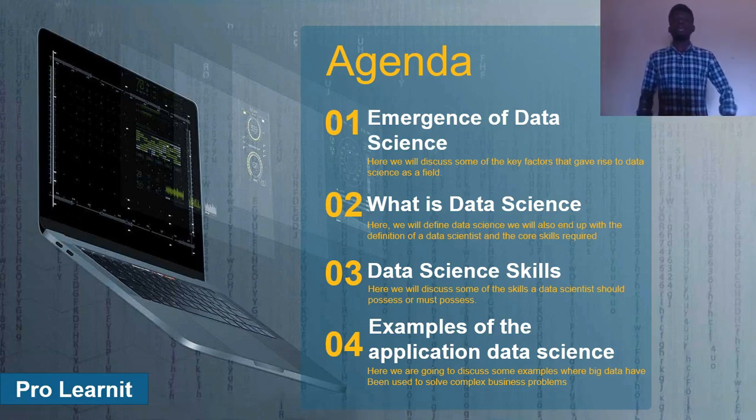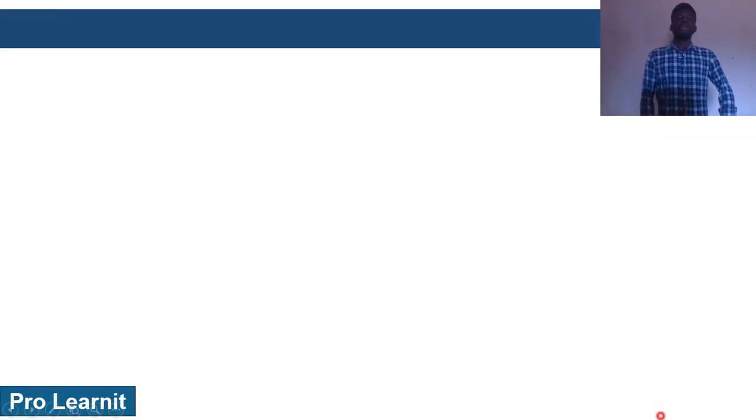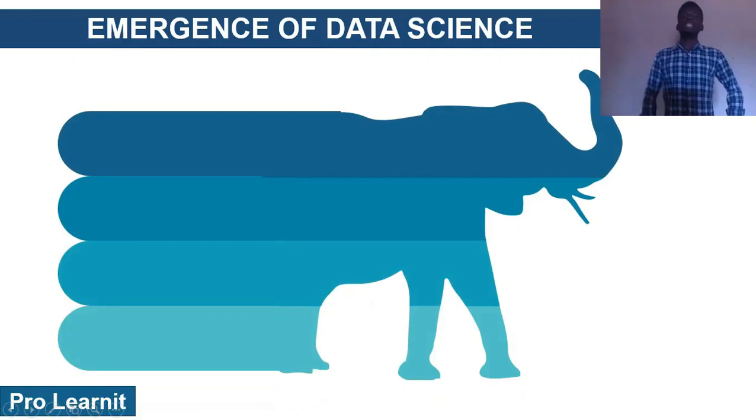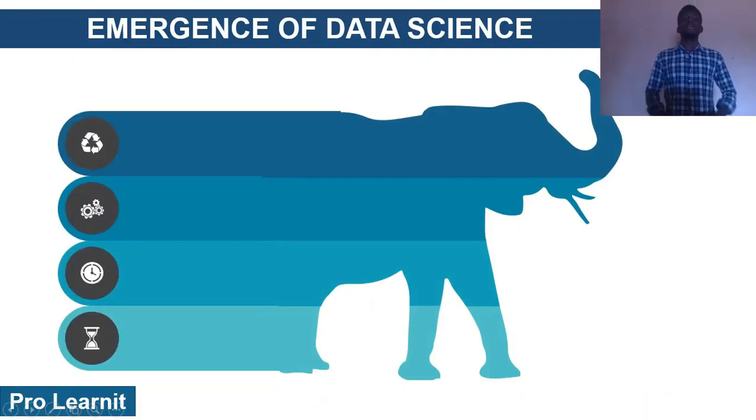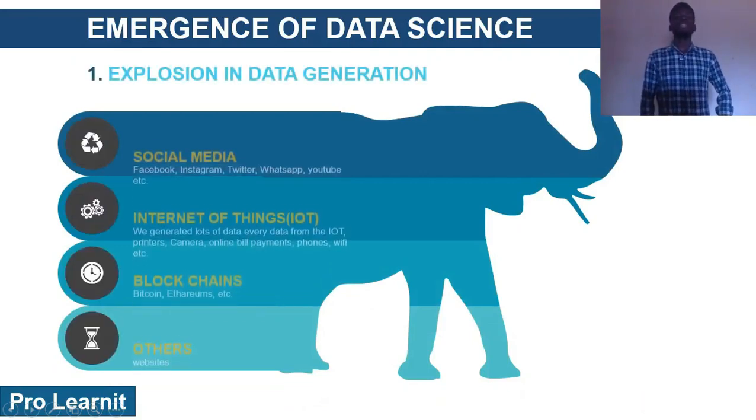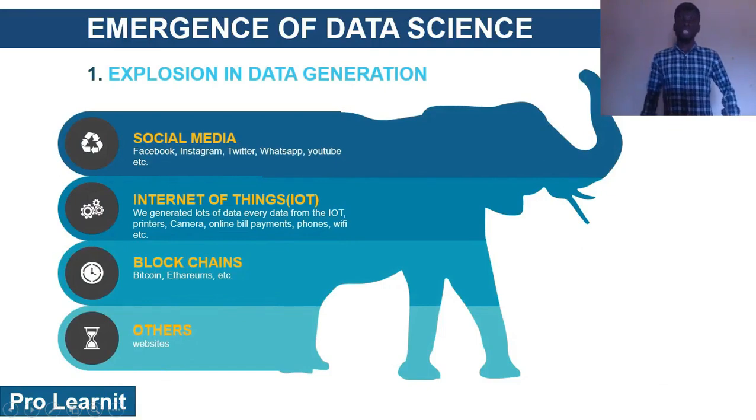Alright, so the first thing we're going to be talking about, let's just get into our agenda for today: the emergence of data science. The first factor that has resulted in the emergence of data science is the explosion in data generation.